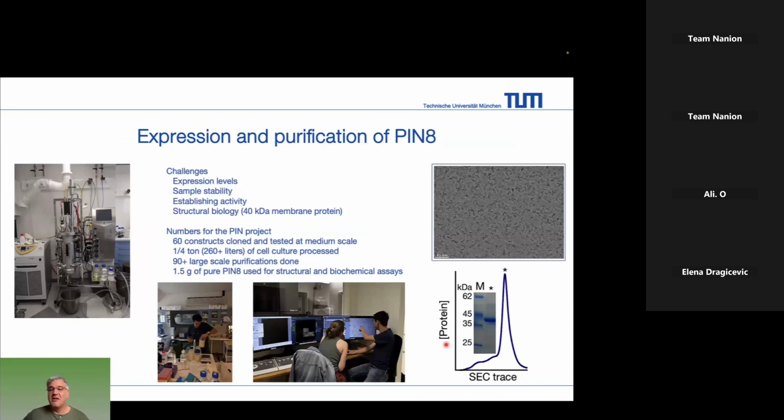A couple of years ago, Björn Pedersen in Aarhus and I joined forces. Björn Pedersen has a structural biology lab, and he became interested in the PIN proteins because nothing much was known. Still to date, very little is known about plant transporters in general, and particularly hormone transporters. They used PIN8 mainly because they could express it to interesting levels. They could purify it to homogeneity. And as you will see later, they could also solve the structure by single particle cryo-electron microscopy.